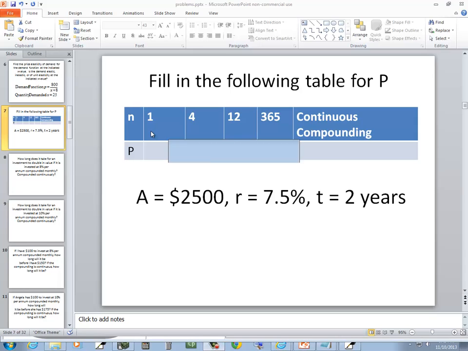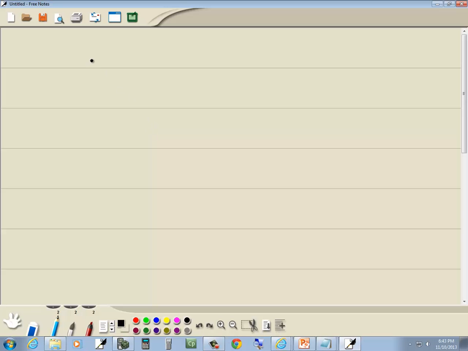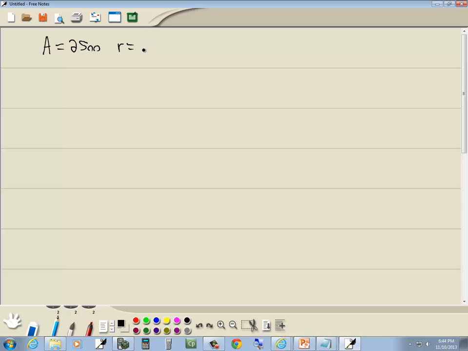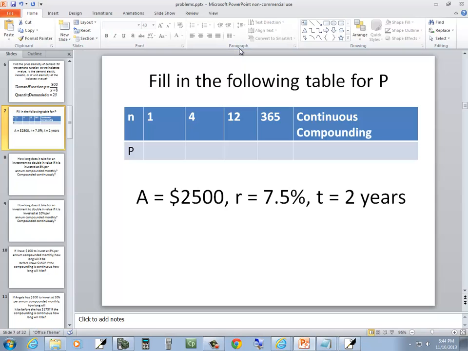Let's take a look at this problem. We got A is equal to $2,500. R is 7.5%, so 0.075 in decimal form, and T is 2 years. And we want to solve for P and find it when N is equal to these values, and then it was compounded continuously.